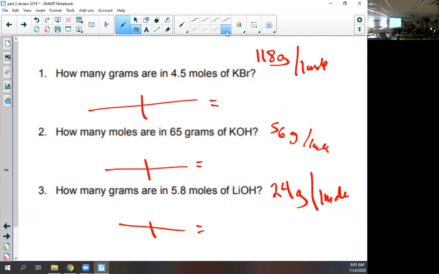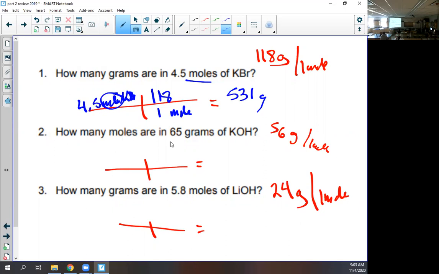The process of the picket fence is the same every single time. You take the given 4.5 moles KBr. Tell your partner, where does this always go? Down here. 1 mole per every what then? 118. Times them and you get what number? 530 what? Okay, sounds good. Who had that? Raise your hands.